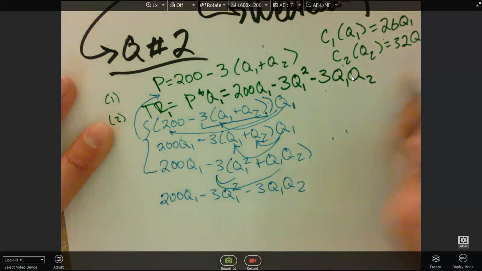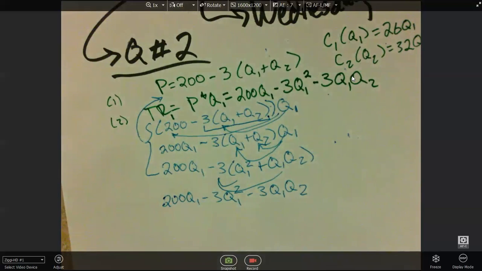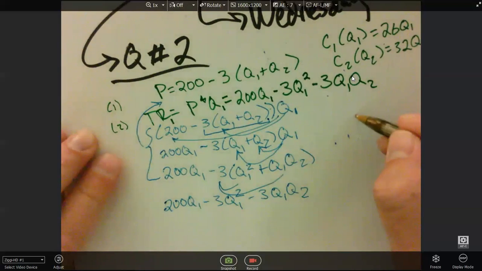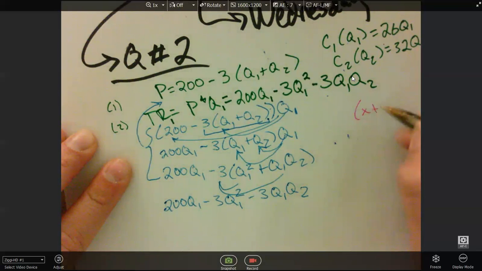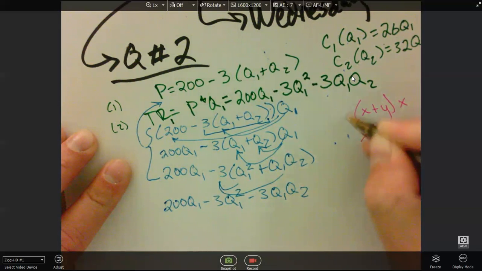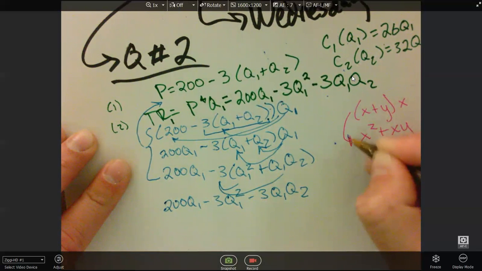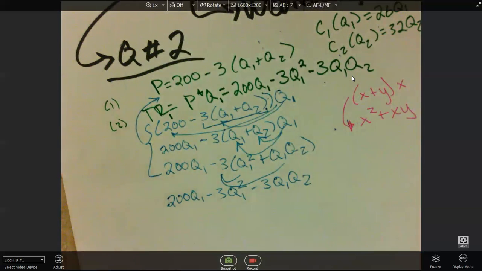Q1, it's like this. If we had x plus y times x, it would be x squared plus xy. Does that make sense now? Just think of them like that.